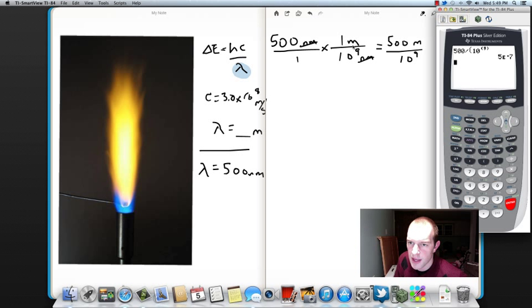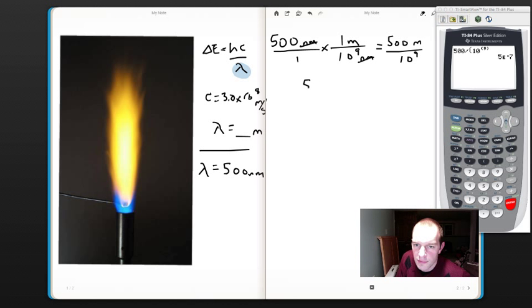So I want you to keep in mind that this is 500 nanometers that we started with. 500 divided by 10 to the 9th is going to give us an equivalent 5.00 times 10 to the negative 7th meters. This is going to be a really important thing for us to keep in mind, because this 5 times 10 to the negative 7th meters, we're going to have to remember to put into place for this equation over here.